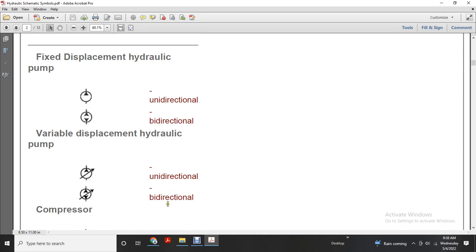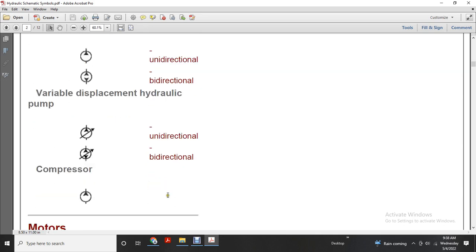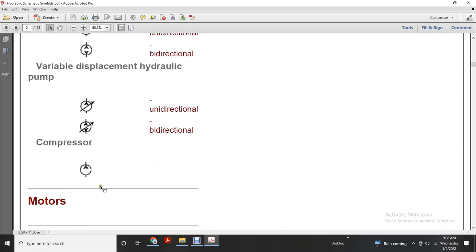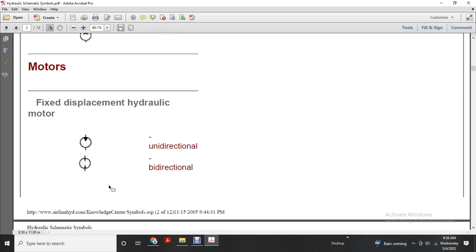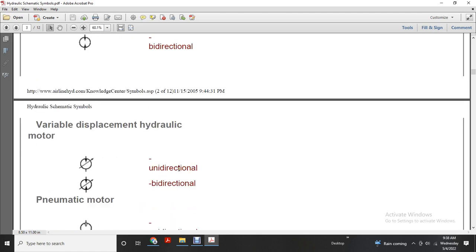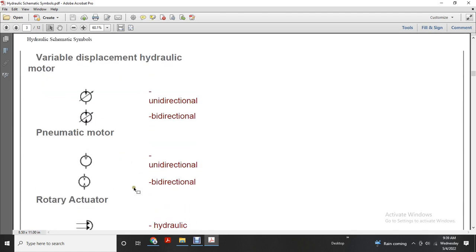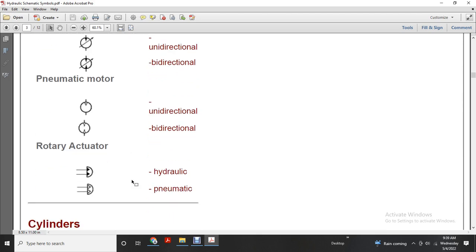Variable displacement is the same as fixed displacement hydraulic, but with an arrow through it, unidirectional, and bidirectional also has an arrow under it. Compressor: a circle with an arrowhead pointed to the top. Motor, fixed displacement hydraulic motor: an arrow facing inward, touching the rim, and two arrows touching the rim, faced inward, bidirectional. Variable displacement: those two, variable unidirectional and bidirectional, pneumatic, and it's hollow.